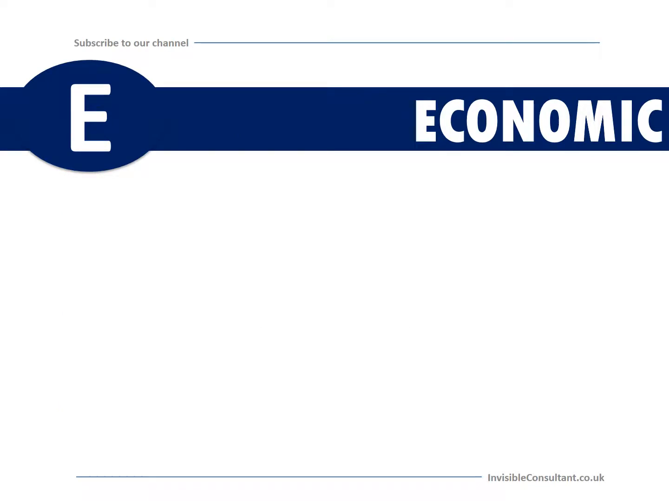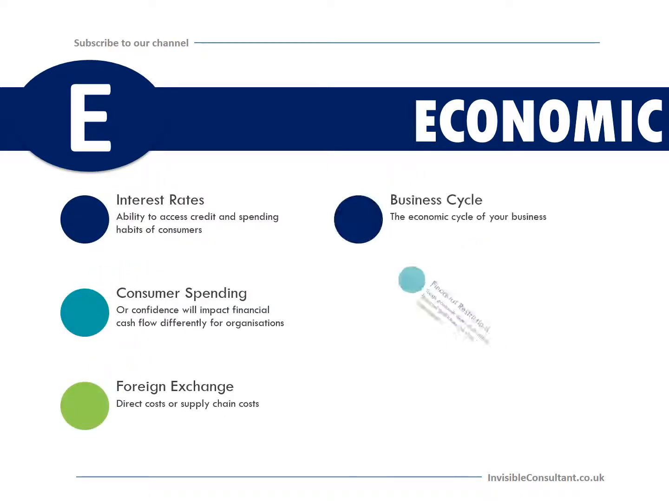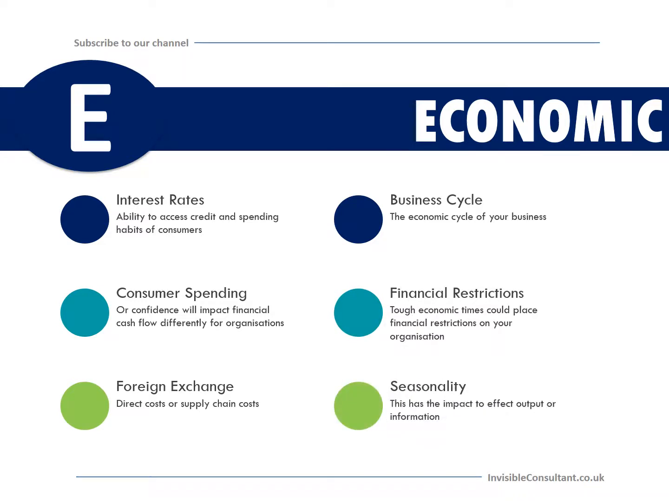Next up is economic, and as with many areas in PESTLE, there is overlap. The economic element refers to the financial position for which your project or organisation is orientating within. Now let's consider some of the areas which could make up the economic element. We've got interest rates. These have a significant impact on an organisation's ability to access credit or the price of that credit. Got consumer spending or confidence.